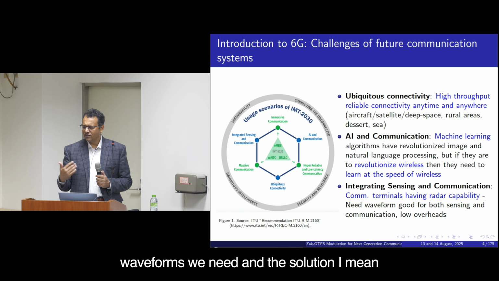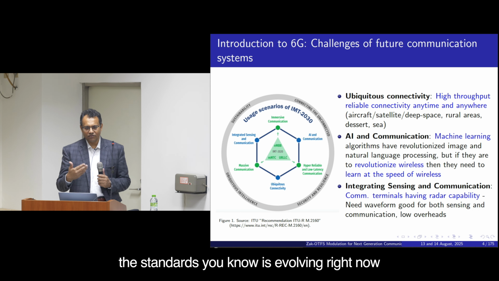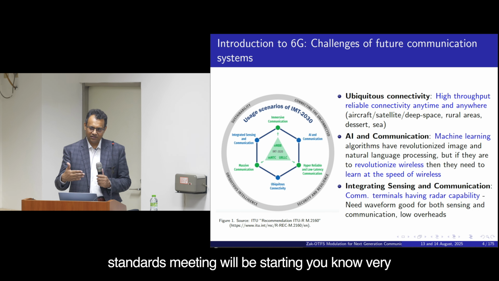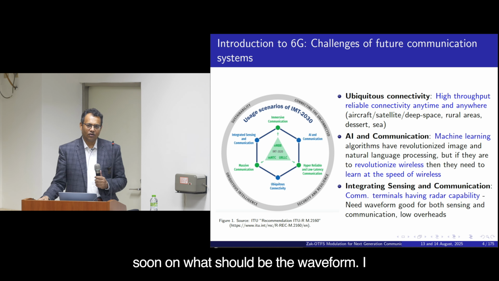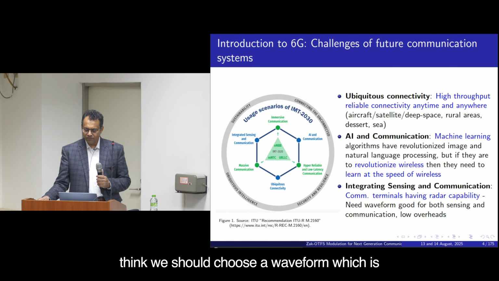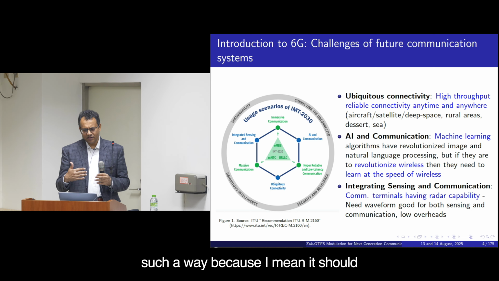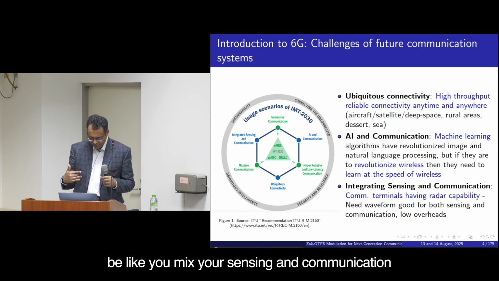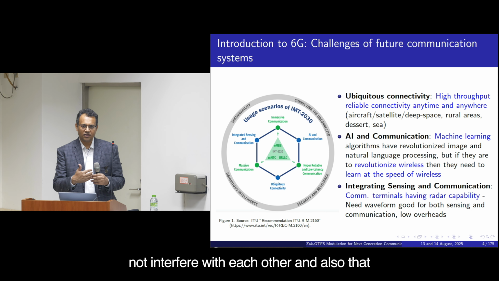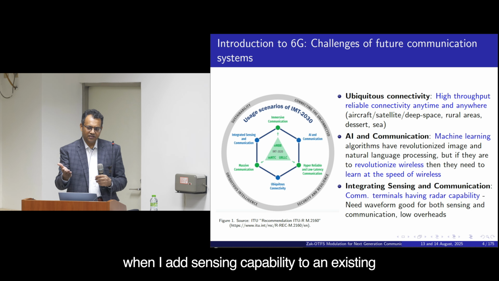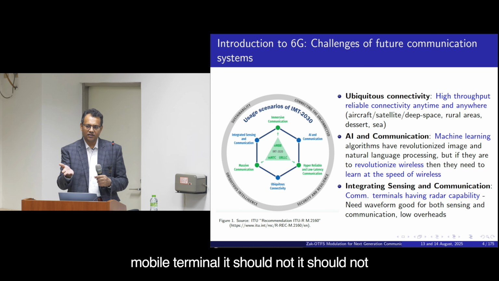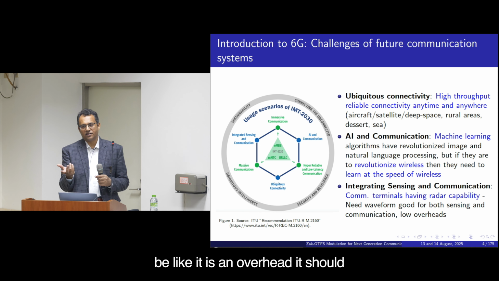We need a solution, and the standards are evolving right now. A standards meeting will be starting very soon on what should be the waveform. I think we should choose a waveform which is good for both communication and sensing. And in such a way that you mix your sensing and communication signals so that they don't interfere with each other, and also that when I add sensing capability to an existing mobile terminal, it should not be an overhead.